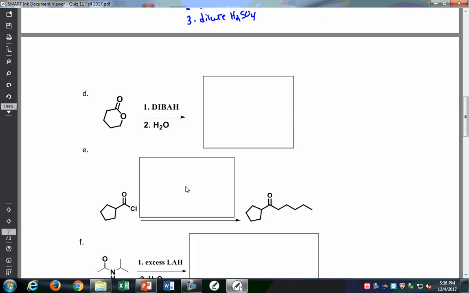So DIBAL, that is one of our poison hydride agents. It has those 2 big bulky alkyl groups. So we're only going to get 1 addition of hydride. So that means we're going to form an aldehyde, and then our oxygen is a leaving group. Again, numbering here is really useful.